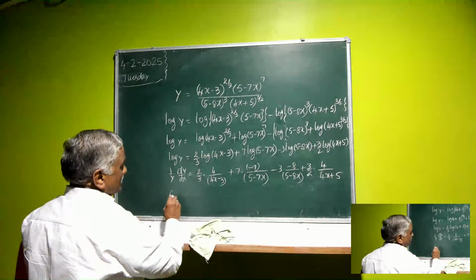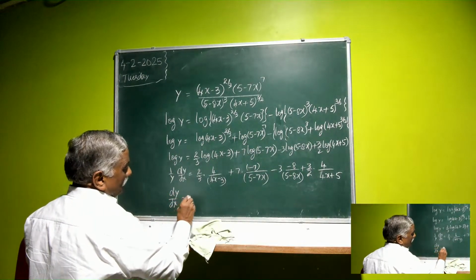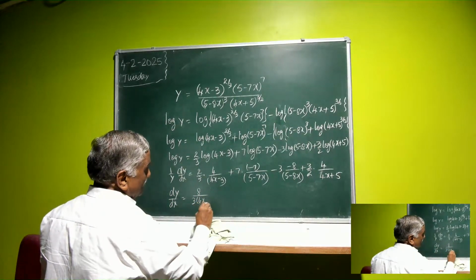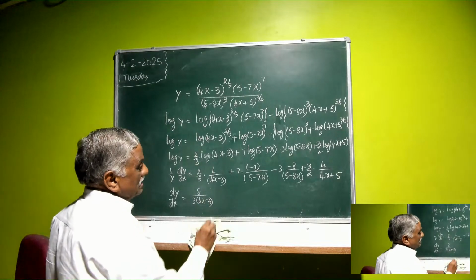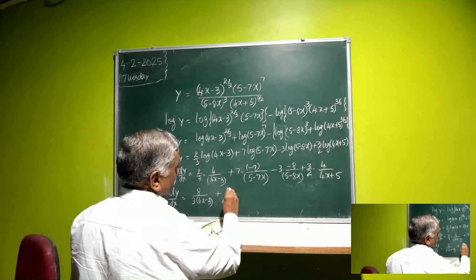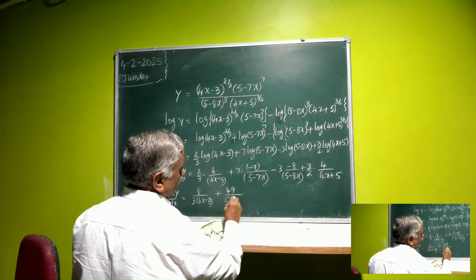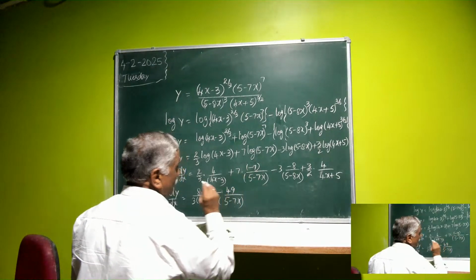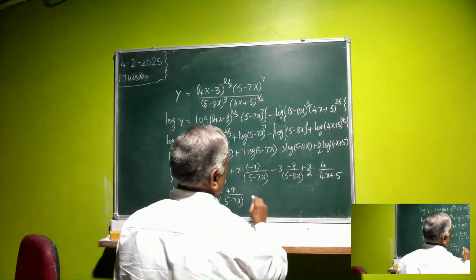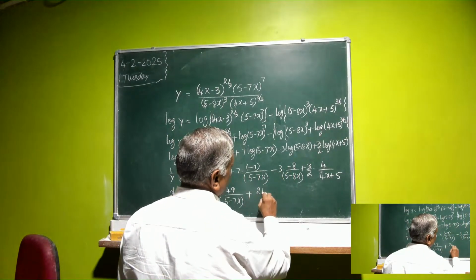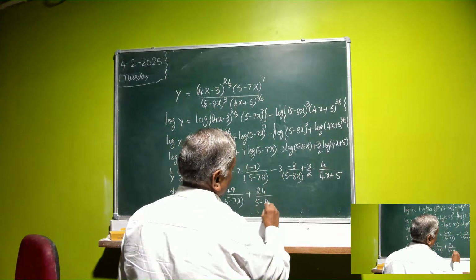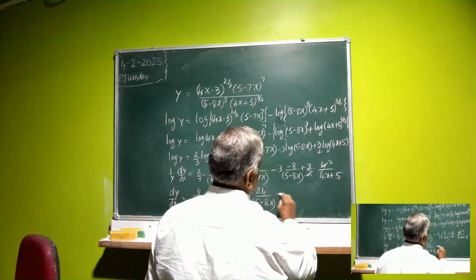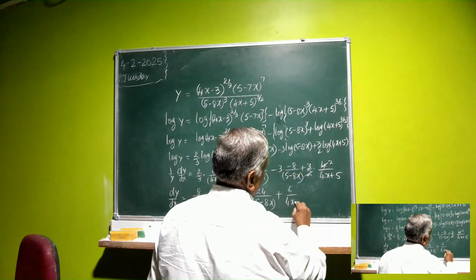Now let us simplify this. dy by dx will be equal to 8 over 3 into (4x minus 3), plus 49 over 5 minus 7x. Not plus, minus, because the minus sign makes it minus 49. But this is plus 24 over 5 minus 8x. You can cancel this. Plus 6 over 4x plus 5.